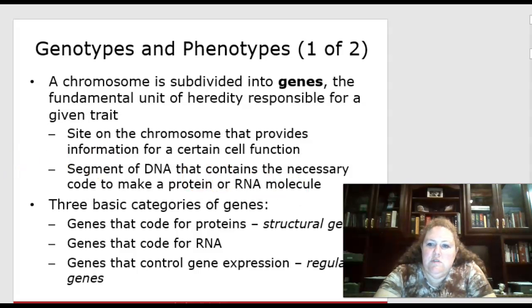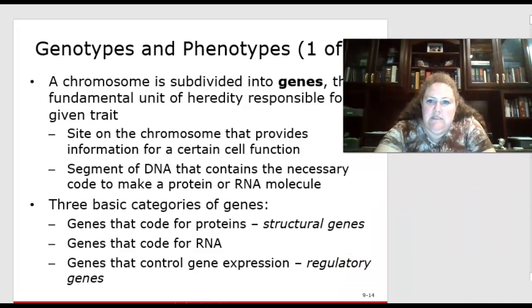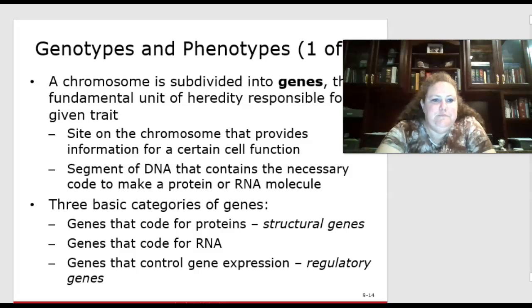So the site on a chromosome that provides the information for a certain cellular function is called a gene, and the segment of DNA that contains the necessary code to make a protein or RNA molecule is also that gene. And there are 3 basic categories of genes. Genes that encode for proteins, and these would be your structural genes, genes that encode for RNA, as well as genes that control gene expression. And those kind of regulate the body, so those would be your regulatory genes. Okay?